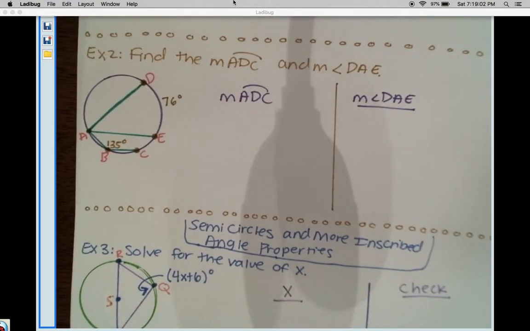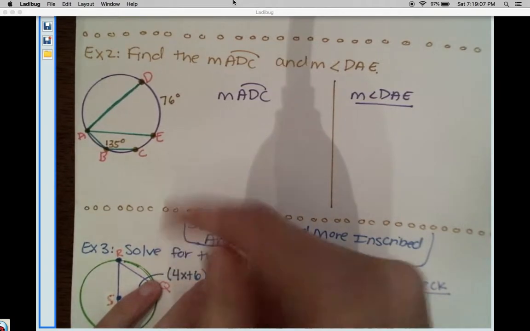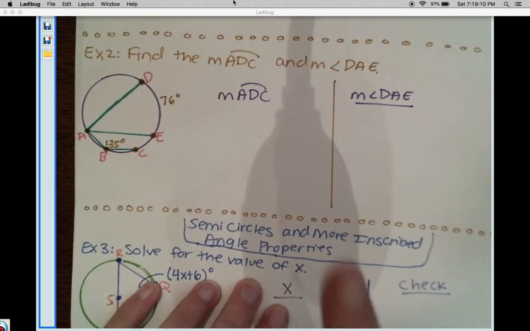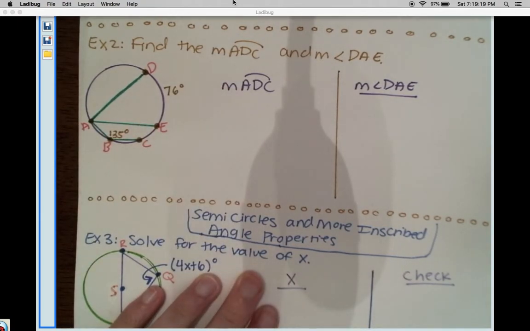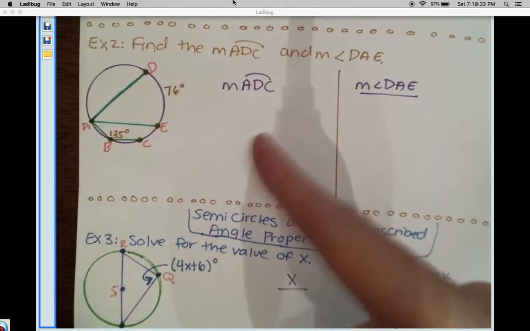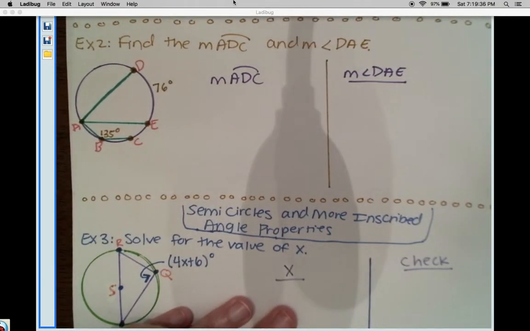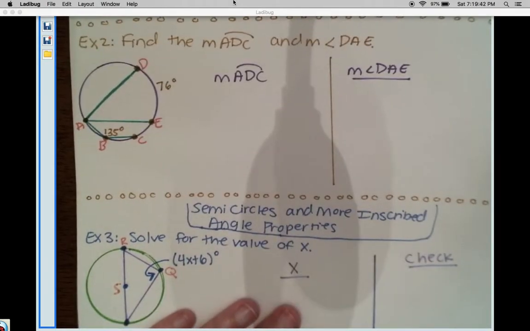Okay, so we're on example 2 right now. Example 2 says to find the measure of arc ADC and to find the measure of angle DAE. We're going to be using the inscribed angle theorem that we talked about in the last example. How does an inscribed angle relate to its intercepted arc? What do you do to an inscribed angle to get to its intercepted arc? You do double an inscribed angle to get the measure of its intercepted arc, and vice versa. If you halve the measure of its intercepted arc, you will get the inscribed angle that the intercepted arc relates to. So keep that in mind as we start solving.